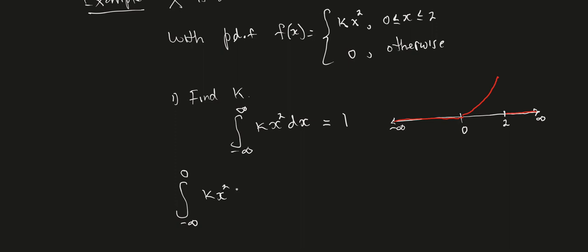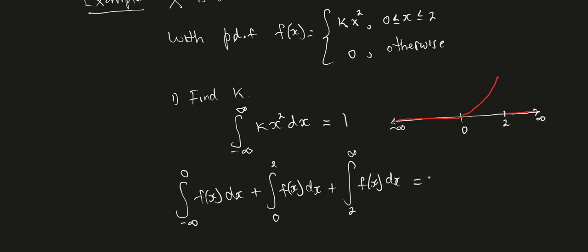Oh, actually, let me write it like this. So we would integrate the function from negative infinity to 0, and then we would add to that the integral from 0 to 2, again, of our function, and then finally from 2 to infinity of f of x dx, right? And that has to be equal to 1, right? So I'm just going back to the name of the function.